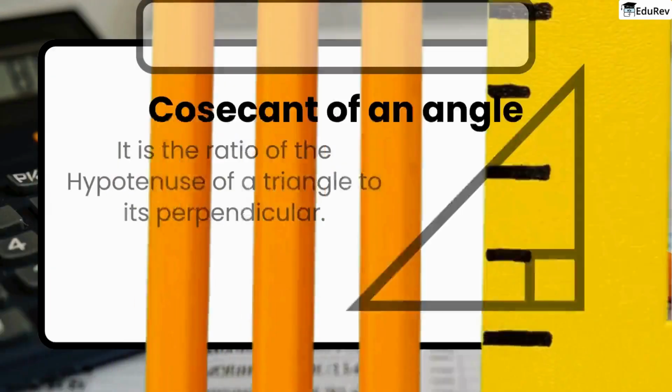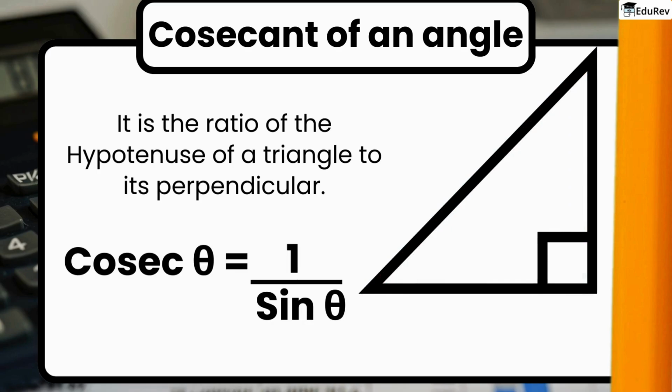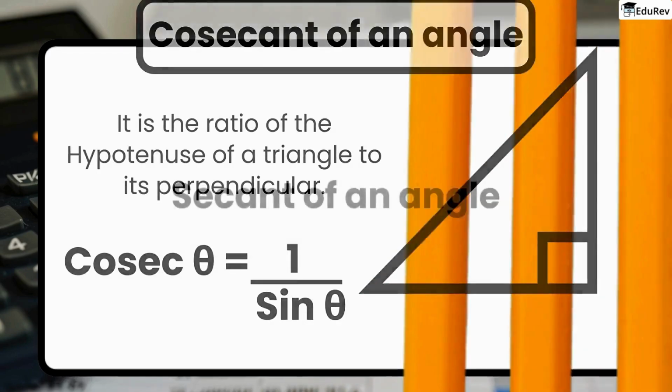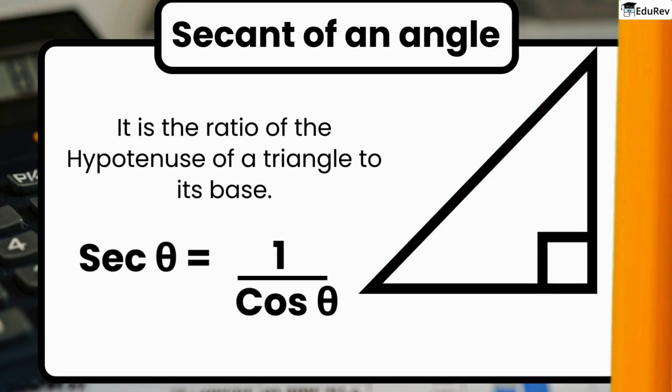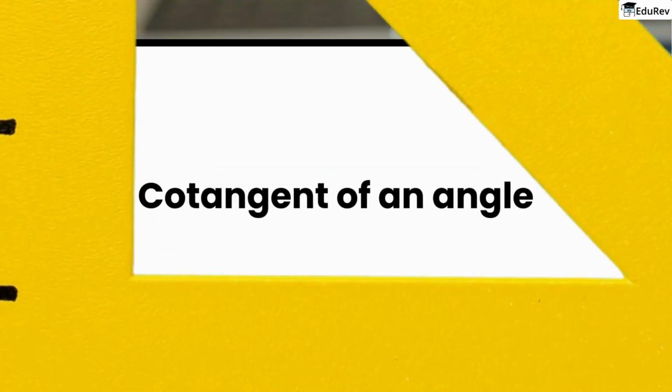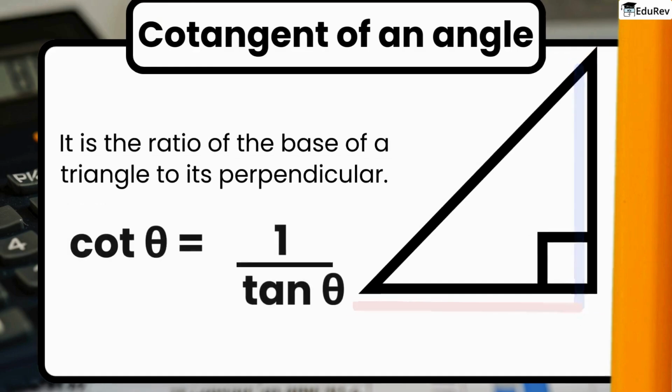Cosecant of an angle. It is the ratio of the hypotenuse of a triangle to its perpendicular. It is reciprocal of sine. Secant of an angle. It is the ratio of the hypotenuse of a triangle to its base. It is reciprocal of cosine. Cotangent of an angle. It is the ratio of the base of a triangle to its perpendicular. It is reciprocal of tan theta.